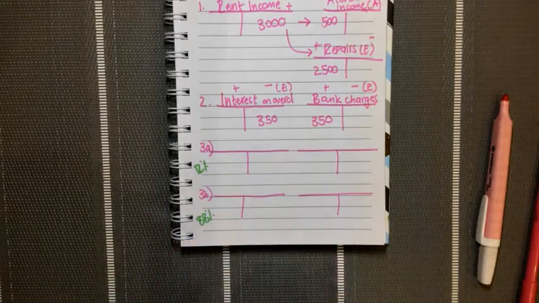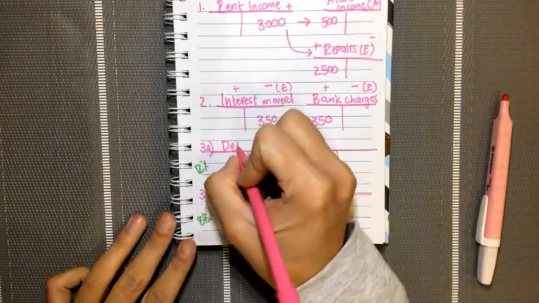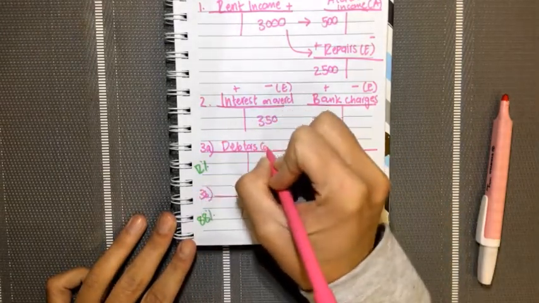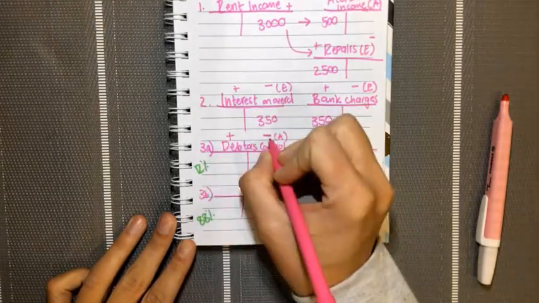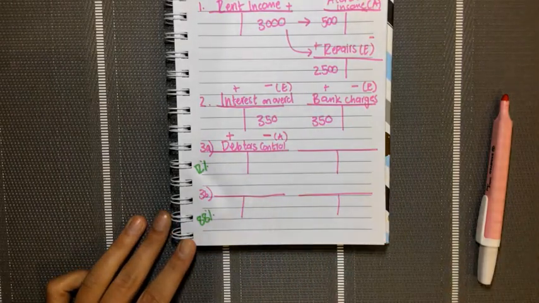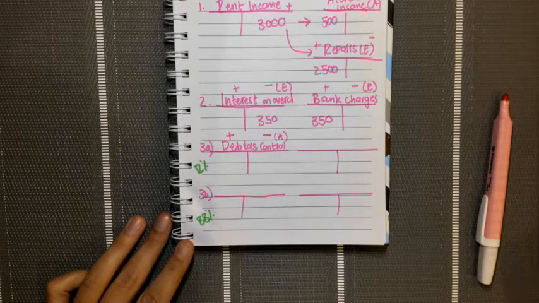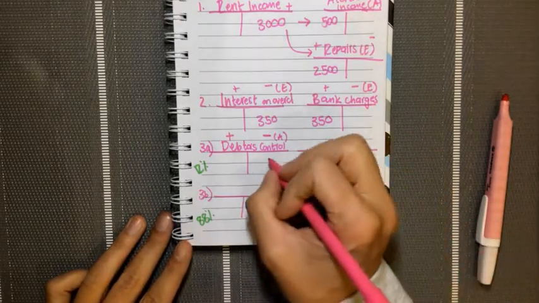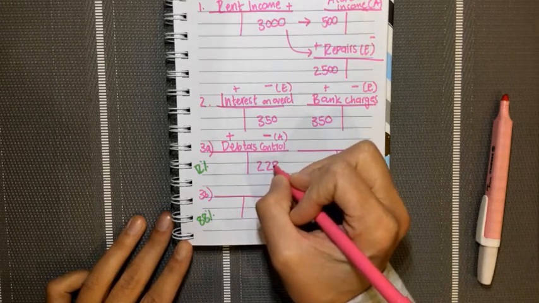The amount that we actually received would have affected debtors control, an asset. We minus debtors control because we received some money from a debtor. If you do the calculation, 12% of 1,900 Rand is 228 Rand. Take it out of debtors control because we received money. If we receive money, we put it in our bank.